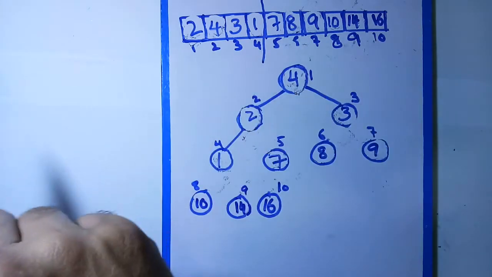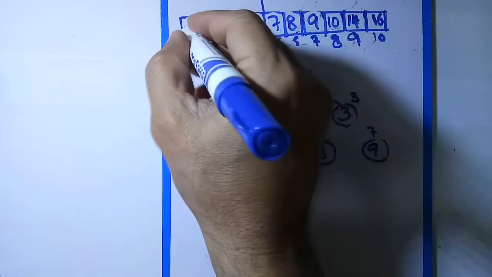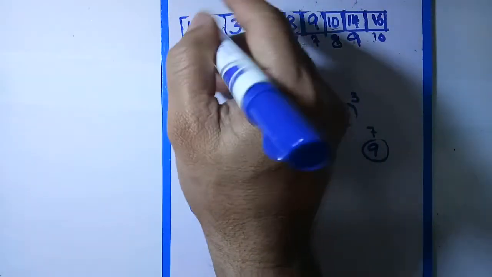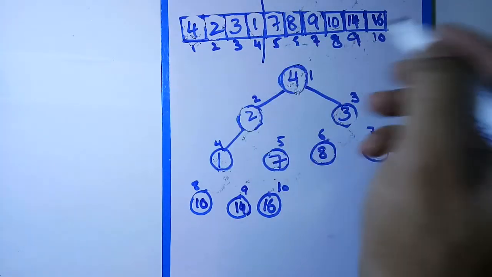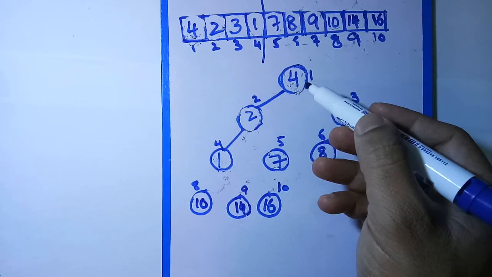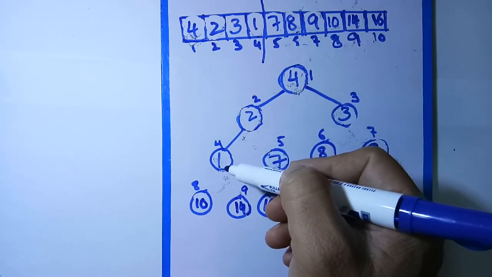So let's update the array again. So this is 4 at the first index, at the second index is 2, third index is 3, and fourth index is 1. Fine. What next? Let's repeat it again. Exchange the root node with the last element. The last element in the heap is now 4.